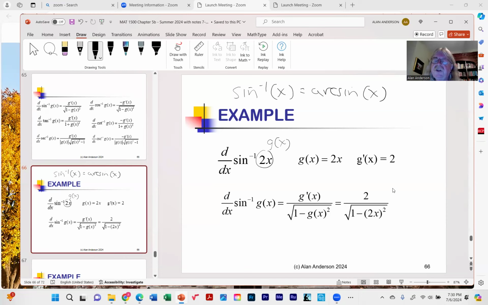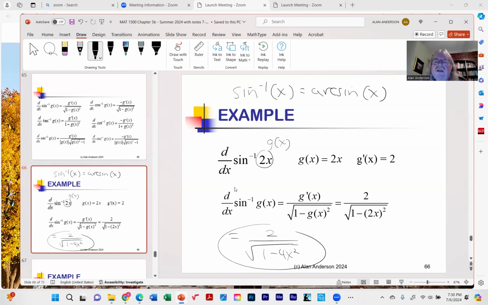And you'll end up with g prime of x over the square root of 1 minus g of x squared. g of x is 2x. So this is our final result. Although if you want to, you could rewrite it as this, but of course it's the same thing.